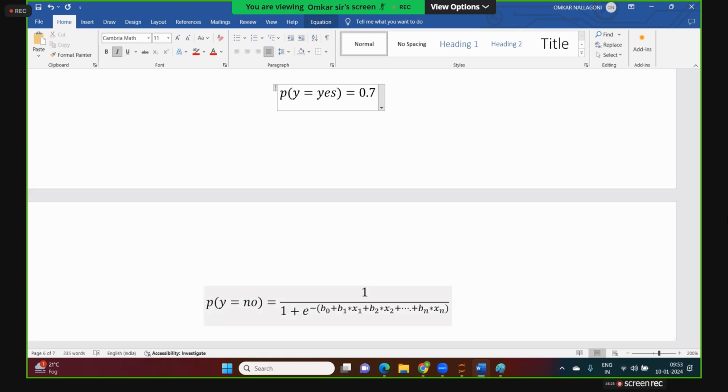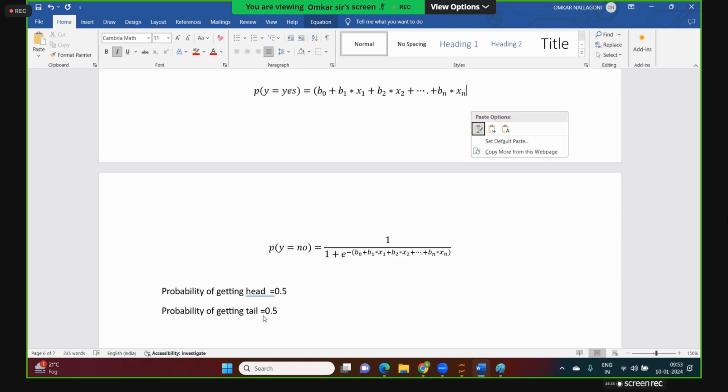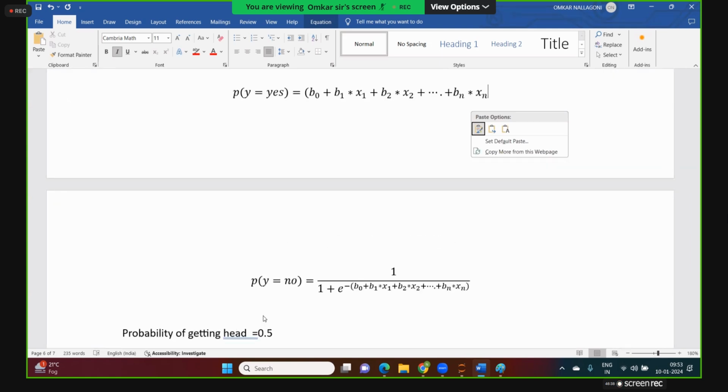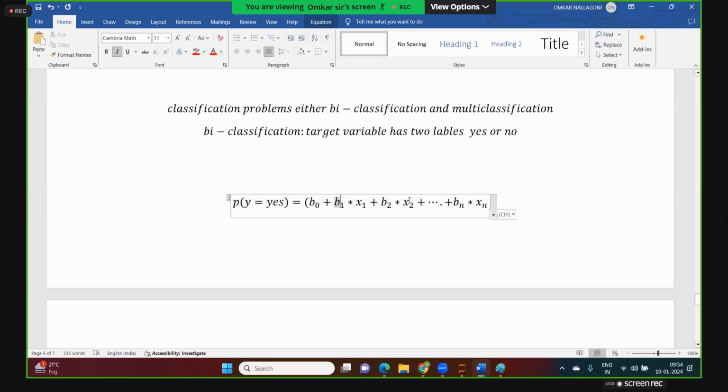That value will differ. Here you are defining head is equal to 0.5, tail is equal to 0.5. But how are you getting the 0.5 value? The value is provided by this equation. Don't think that there are two cases, that's why I'm getting a 50-50 chance. That is not the case here. Here you are getting the value from the RHS. How much is this value? That is the probability. Maybe it is 0.2, maybe 0.1, maybe 0.9.